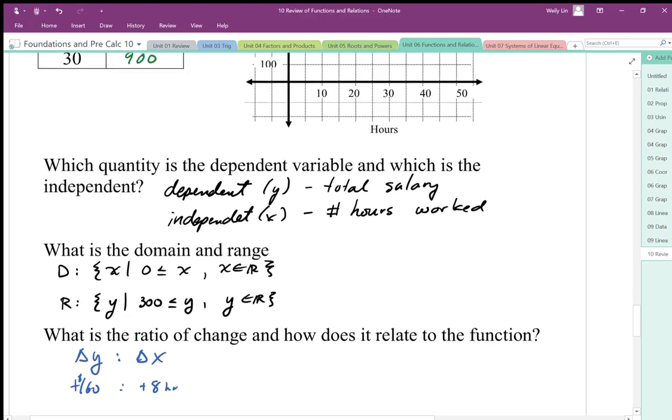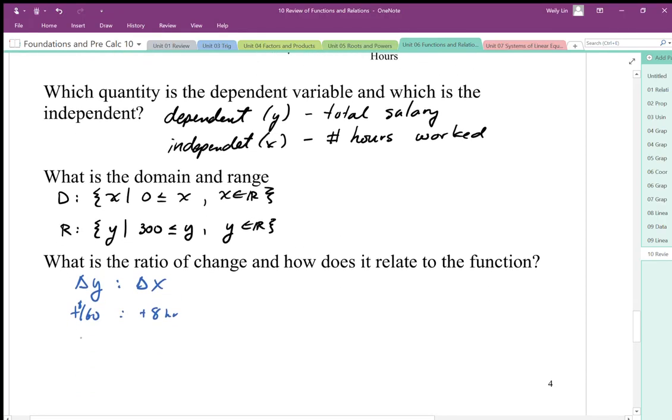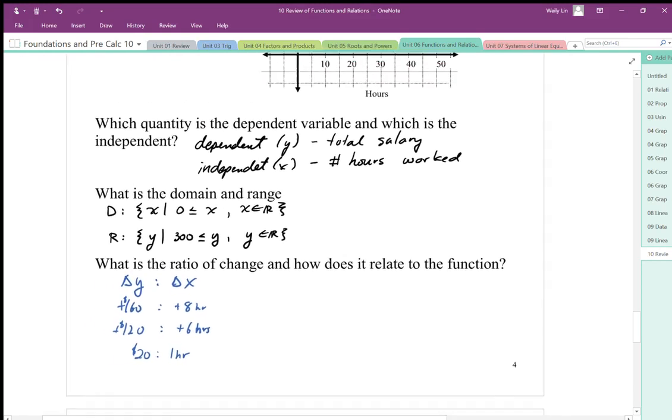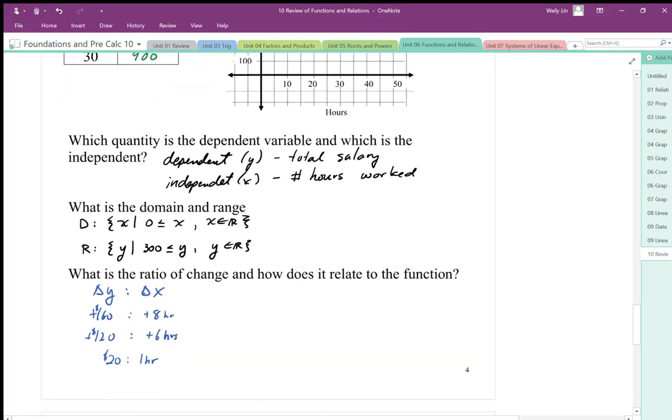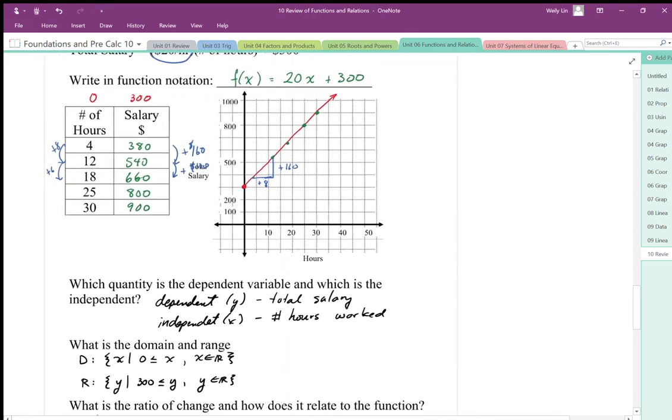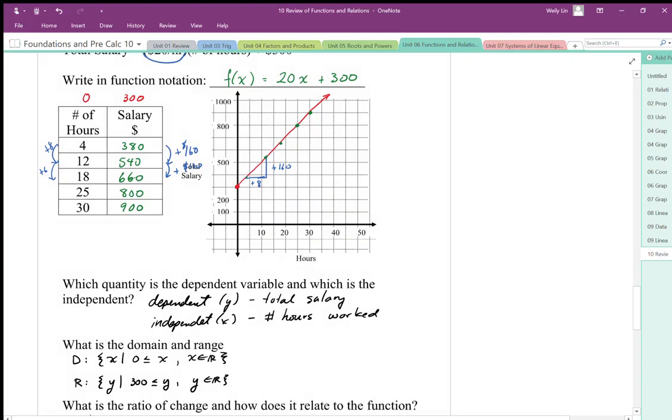And it's consistent because we have plus 120 to plus 6 hours, and they both simplify to $20 per hour, which then shows up. How does it relate to the function? Well, it relates to the function in that there is our multiplier. Okay, so that's how this ratio of change relates to the function.